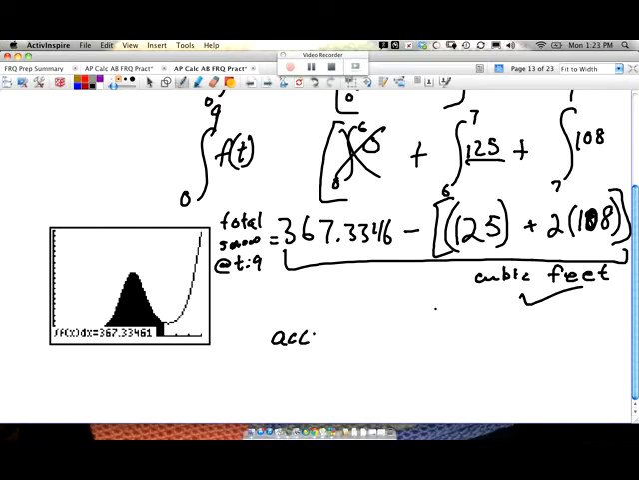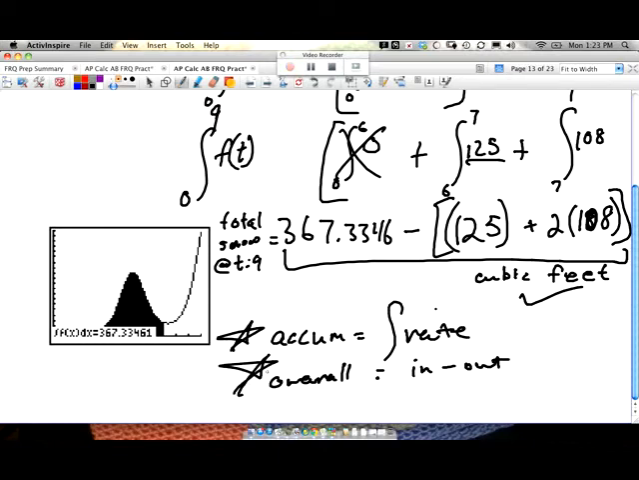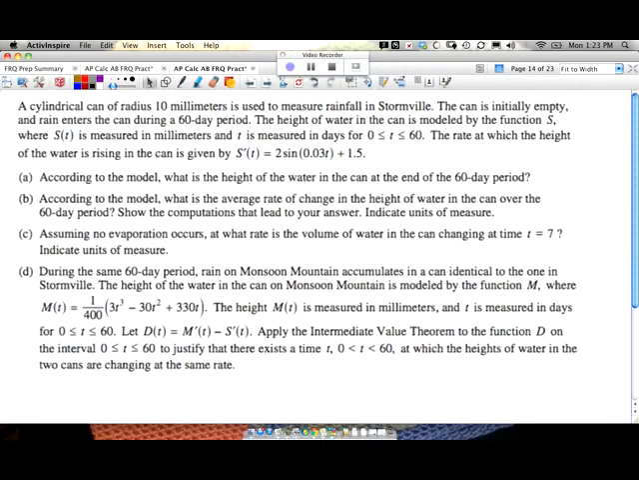Okay, so again, the accumulation is equal to the integral of the rate, and that's generally the idea. And the overall rate is going to be your in minus your out. These two key ideas are huge. You're going to use them over and over again. Let's do them again. Let's see another couple of trends here.